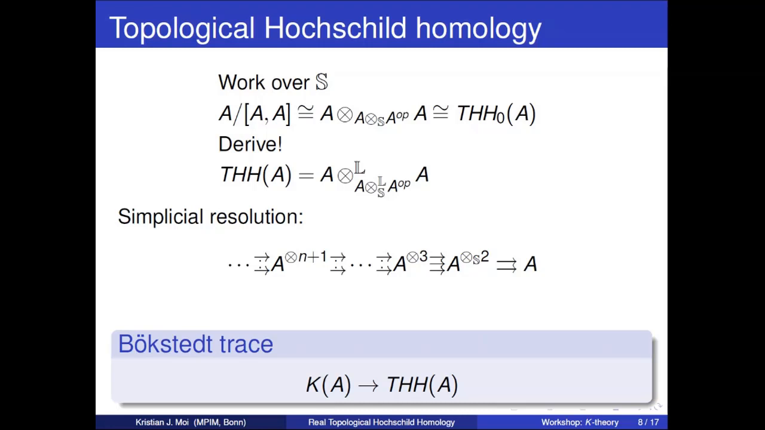As you can see, the slide is basically the same as the one I had before, except that wherever there was a Z, I put an S, and I also put a T in front of everything. Now Bökstedt constructed the trace, which goes from K-theory to topological Hochschild homology, and you get it out of this resolution. Again, if you apply pi zero to this, you get the usual trace map that we had before. You don't have to stop at spaces.